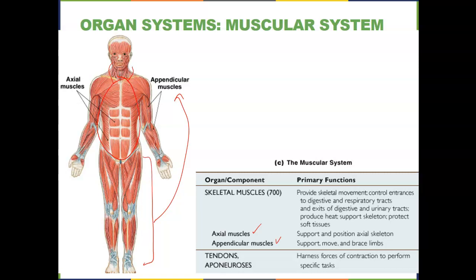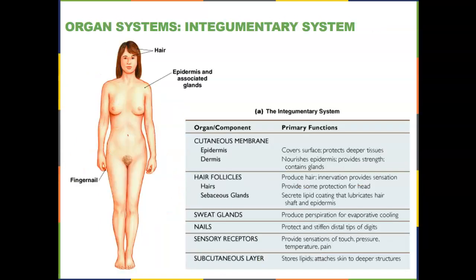Associated with muscles, now there's 700 muscles, you don't have to memorize them all. We'll get back to that when we talk about the muscular system. Associated with muscles are tendons and aponeuroses. These tendons and aponeuroses allow muscles to contract and perform their duties. We'll get to that in more detail when we get to the muscular system.